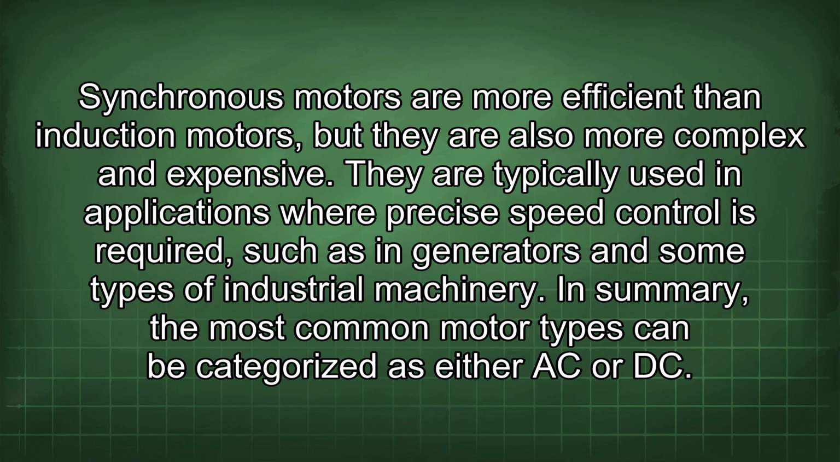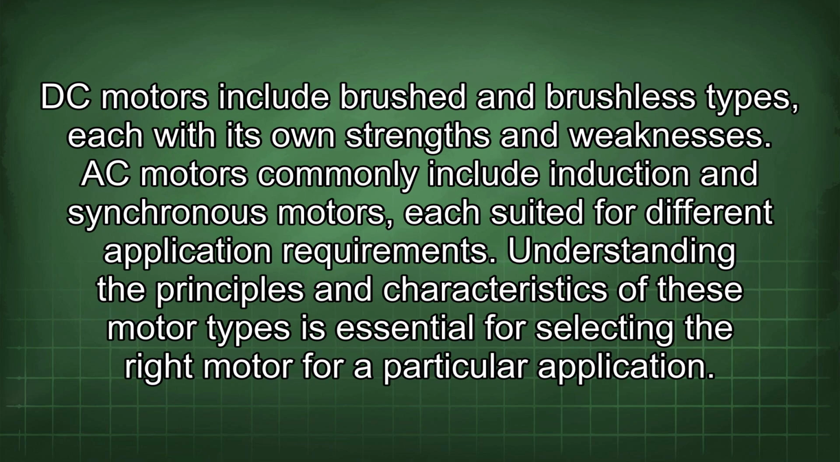They are typically used in applications where precise speed control is required, such as in generators and some types of industrial machinery. In summary, the most common motor types can be categorized as either AC or DC. DC motors include brushed and brushless types, each with its own strengths and weaknesses. AC motors commonly include induction and synchronous motors, each suited for different application requirements. Understanding the principles and characteristics of these motor types is essential for selecting the right motor for a particular application.